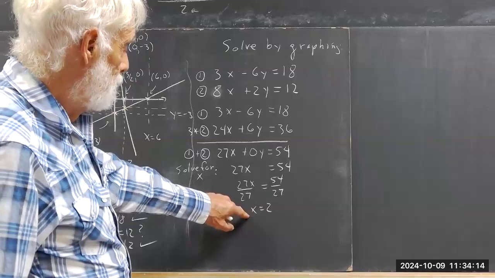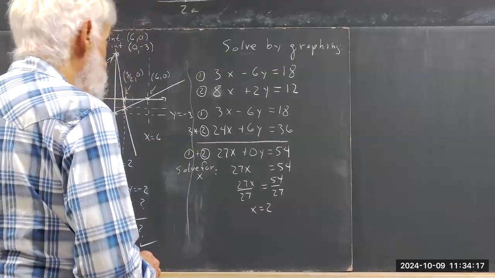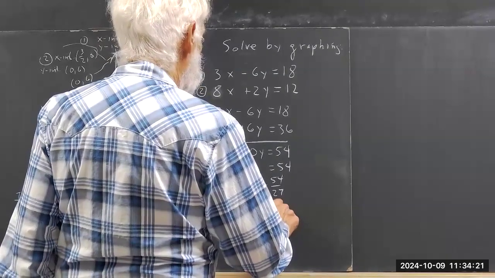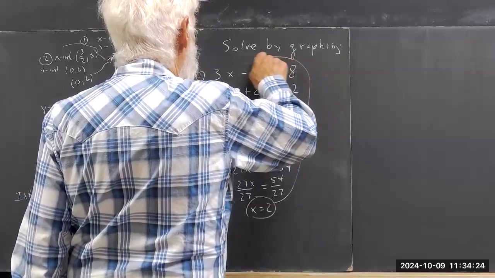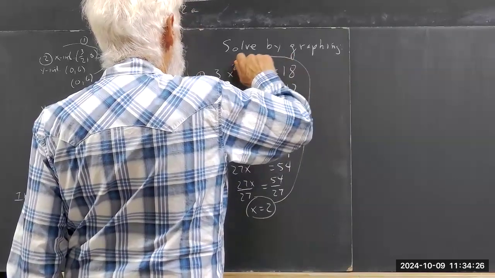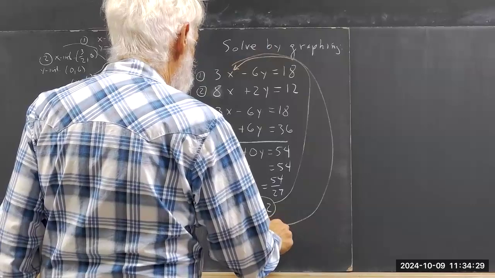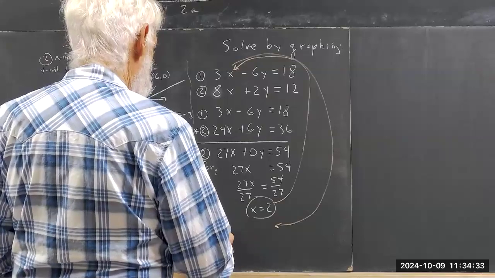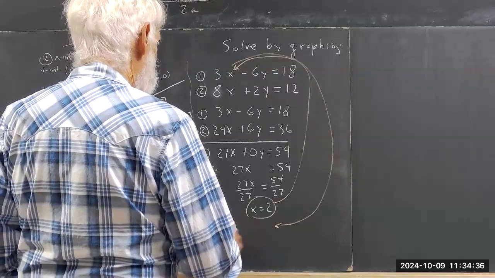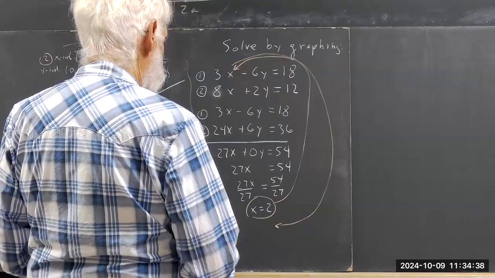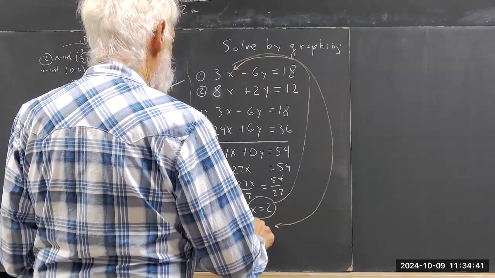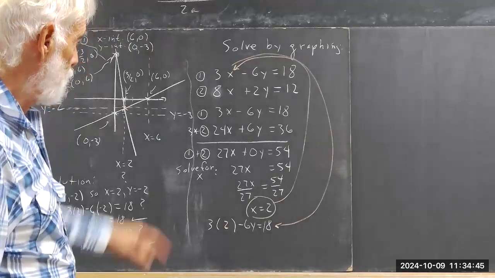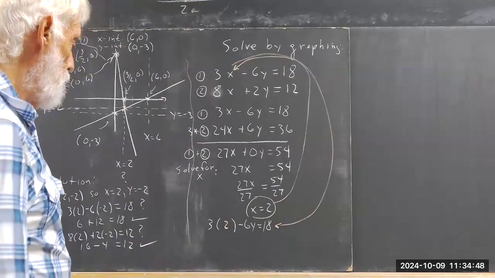So we take the 2 that we got for x. We plug it into one of the equations. It doesn't matter if we use the first one or the second one. You know, use these visuals and arrows. Say, I'm going to do the first one. So now I'm going to get the equation 3 times 2 minus 6y equals 18. So the only thing I've changed is equation 1.